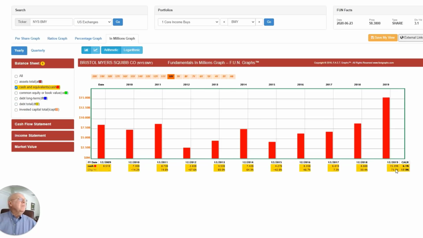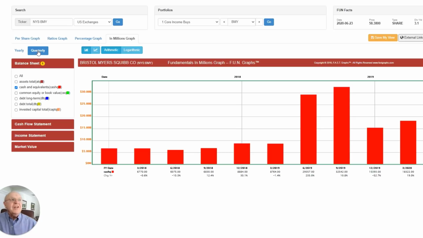And here I see that the company has 15.49 billion. Now, by the way, I can also look at this data quarterly. I can look at about the last 10 quarters, so I can drill down a little deeper and look at the company's cash. Over 2019, their cash actually fell from 29 billion down to 18 billion, which is what they currently have more recently. So I've got all this financial horsepower available at my fingertips.